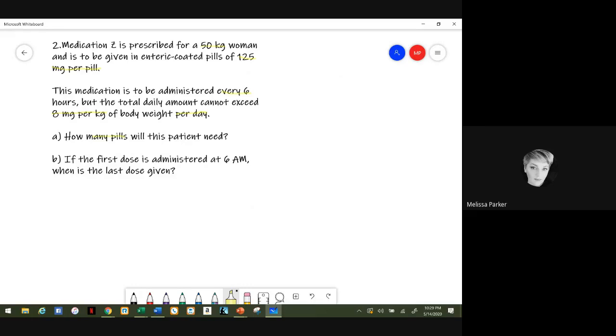And then the second part of it is, if we administer the first dose, when will the last dose be given? So the first thing we need to do is figure out if it's a safe dose. So we have the patient's weight right here. This is saying that for every kilogram that the patient weighs, they're going to get 8 milligrams. So I have to take this 50 kilograms and multiply that times 8. So 50 times 8, then you get 400 milligrams.